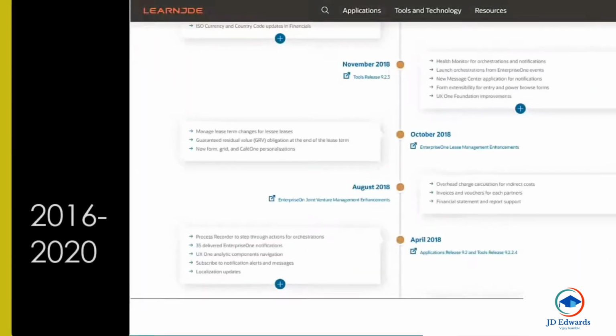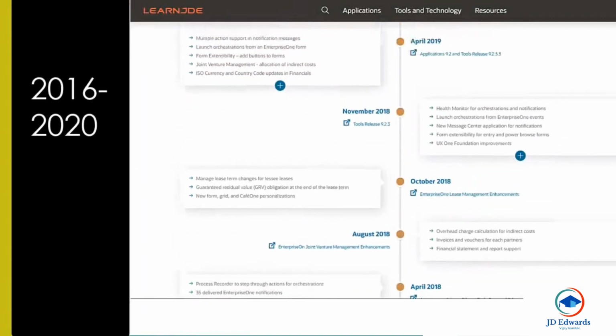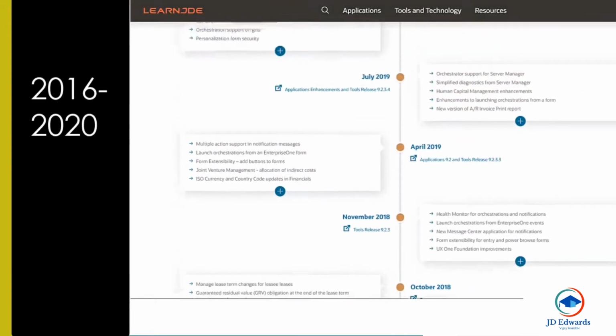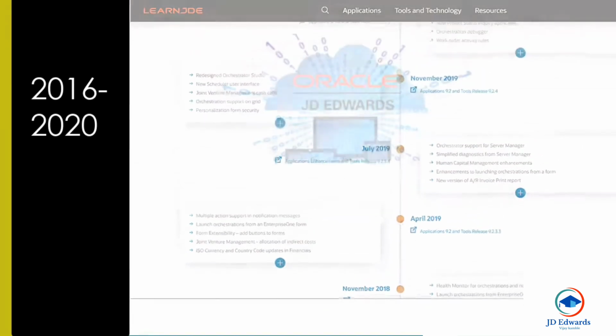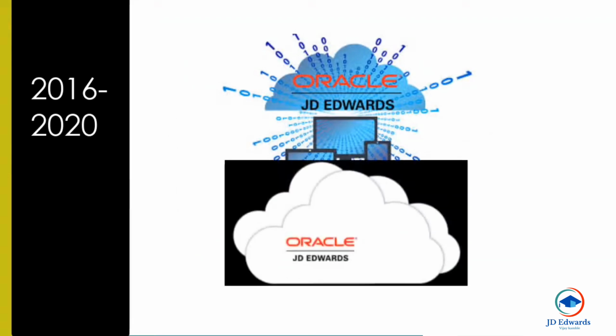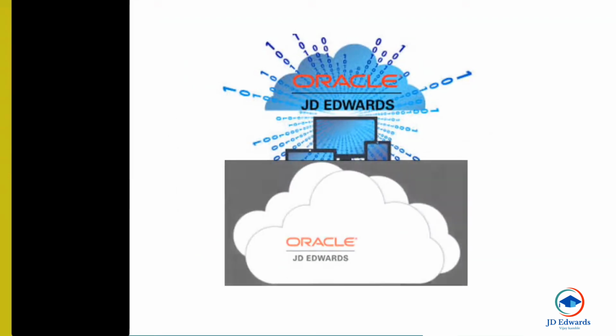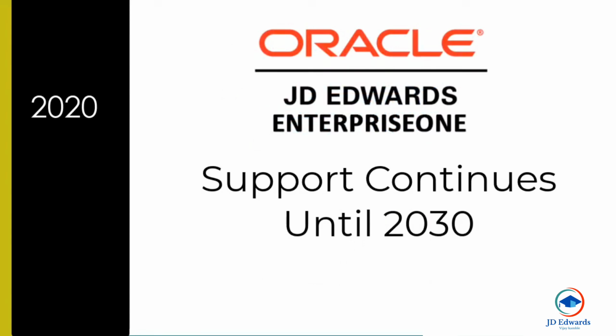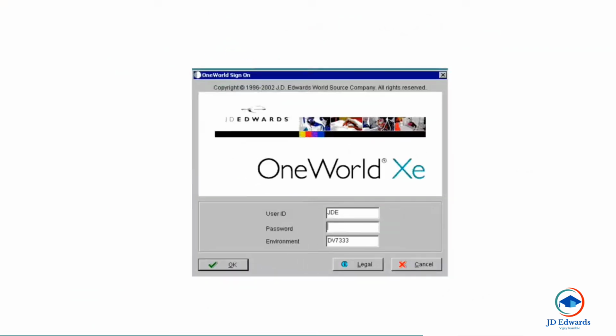Between 2016 and 2020, JD Edwards continued to roll out tools enhancements and application updates and expansions to the market. The cloud infrastructure moves into place at this time. In 2020, Oracle announced that JD Edwards support would continue until at least 2030. There has been significant progress to the JD Edwards software solutions, and we should expect many more over the next decade.